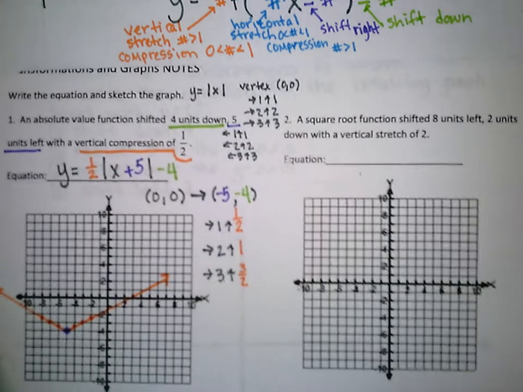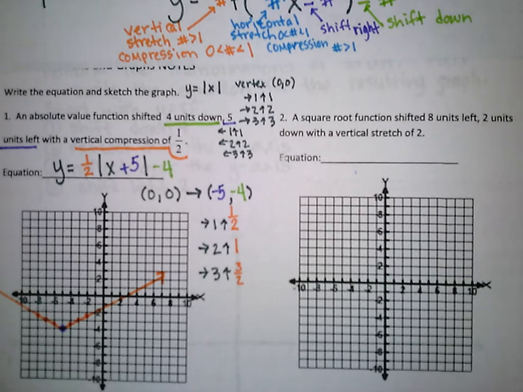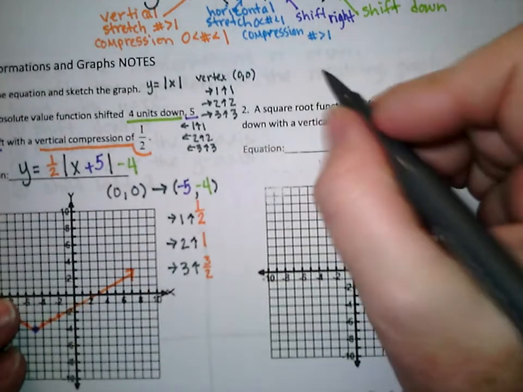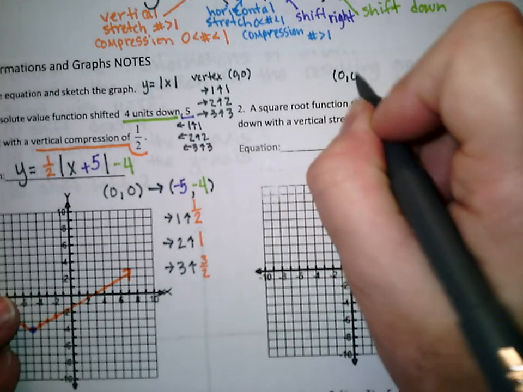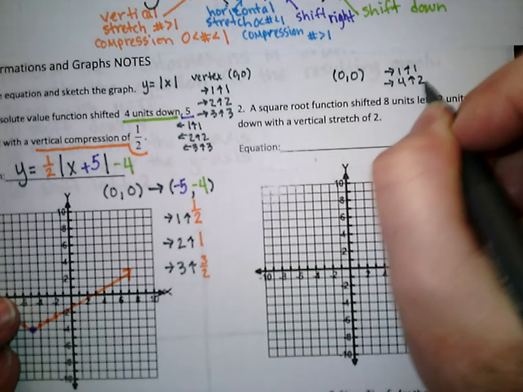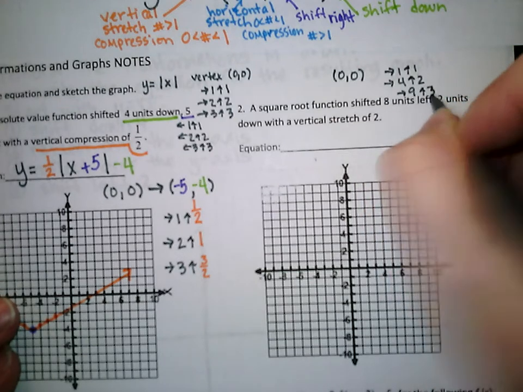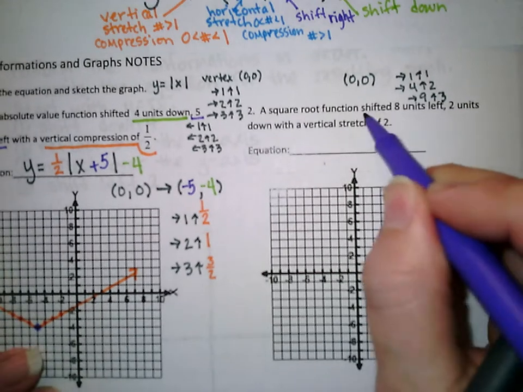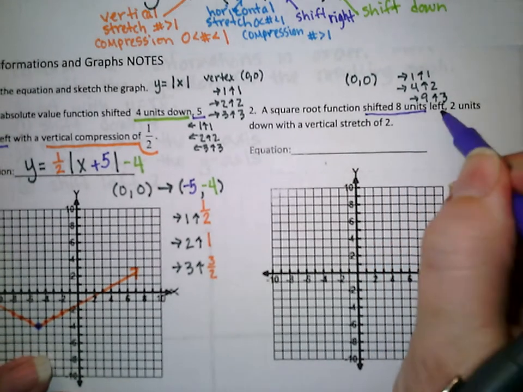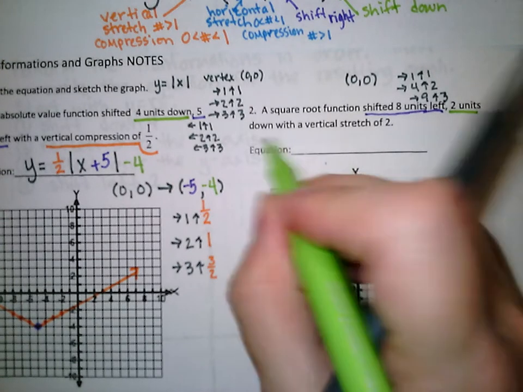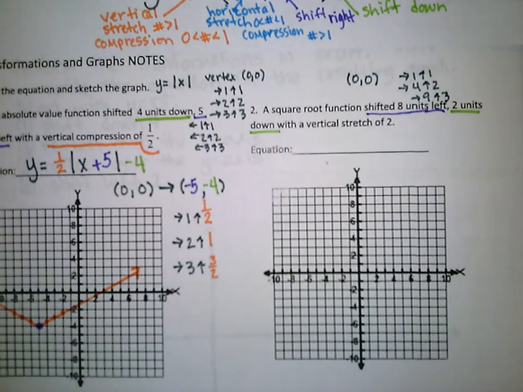Okay, number 2. That's a square root function. We just did a whole bunch of those on the other page. So I'm sure we remember that they start at 0, 0, and then go over 1, up 1, over 4, up 2, over 9, up 3. But we need to shift it 8 units left, 2 units down. Vertical stretch of 2.